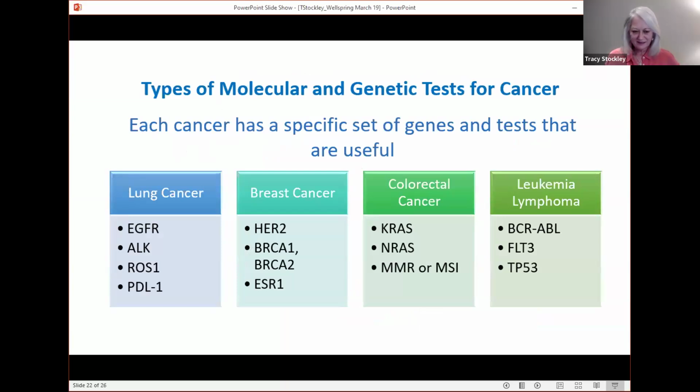And then, getting to the end of my slides, I just wanted to highlight that each cancer has a specific set of genes and tests that are useful. So we really try to tailor the gene list that we're doing. This is showing you 4 different types of cancers and some of the common genes that we test. It's not an extensive list, but it points out that we really try to tailor those genes to the cancer type and to the known drug treatments or other prognostic information that are useful in that particular type.